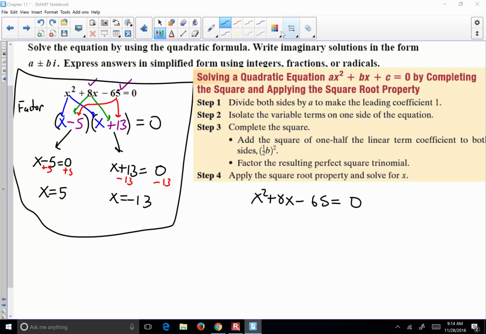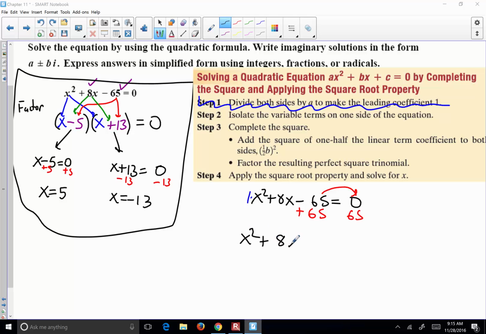How do I do that? First, we check out the number in front of x squared. If it is not 1, we need to divide all sides by that number. But we are good here because it's already 1. You don't have to do step 1. You don't have to divide both sides by that number. Step 2, isolate the variable terms on one side of the equation. That means the number must travel to the other side. Variables should stay on the left, the number must go to the other side. So I'm going to add 65 and send the number to the other side.